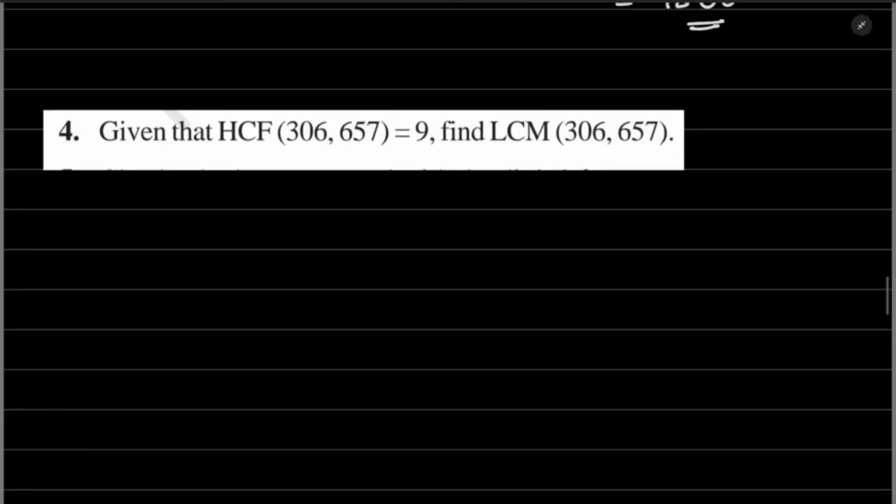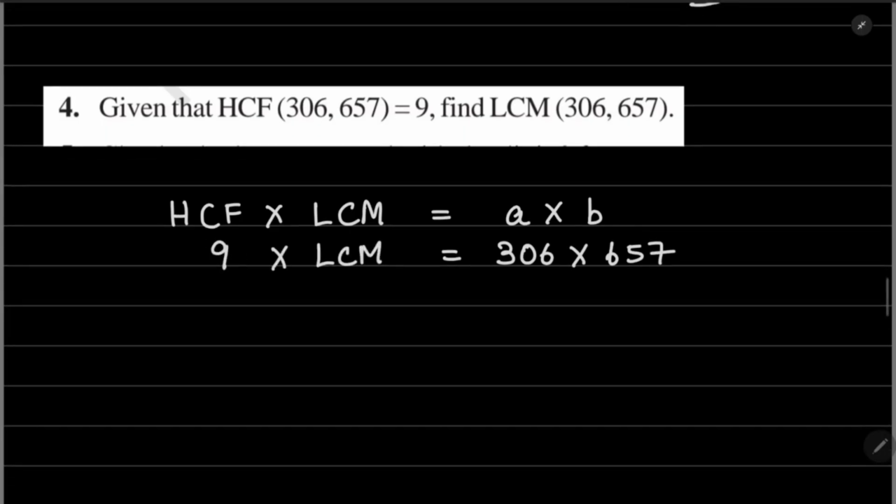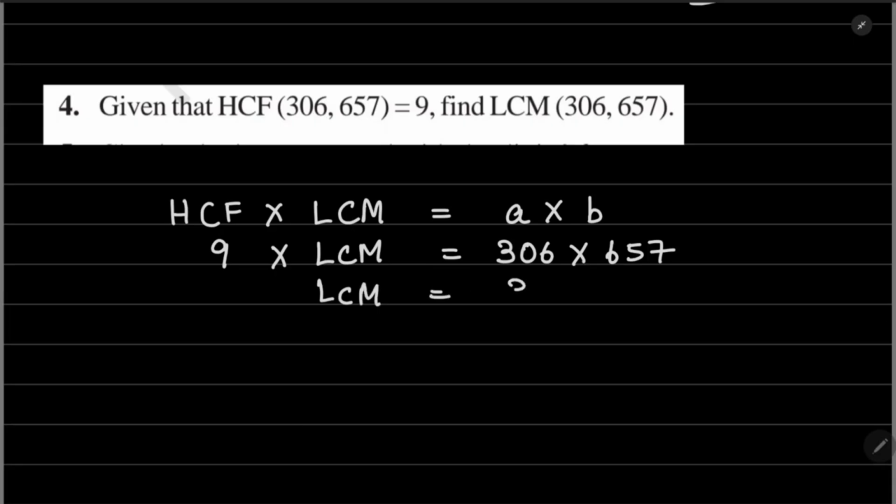Given the HCF of 306 and 657 is 9, find the LCM of the two numbers. Very easy. You should be knowing this formula, that is HCF multiplied by LCM is nothing but the product of the two positive integers. Okay, so the two positive integers are 306 multiplied by 657. HCF is 9. You have to find the LCM. Just apply the formula. So LCM is equal to 306 multiplied by 657 divided by 9.